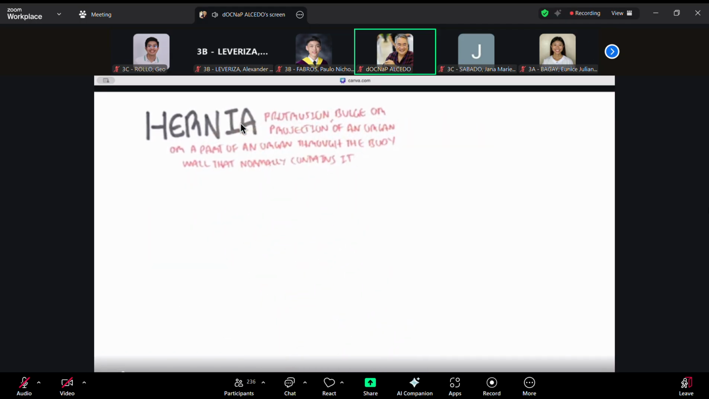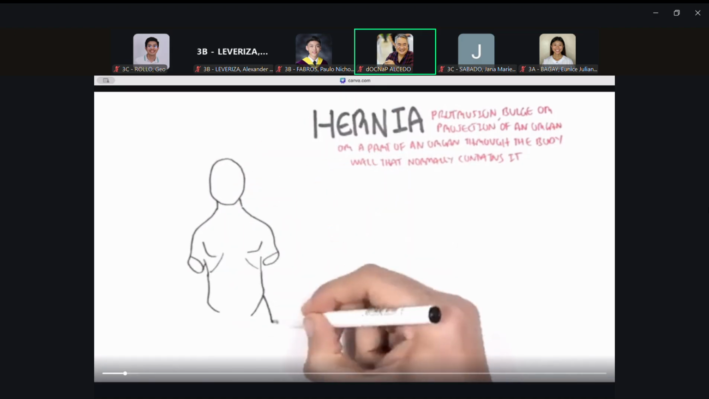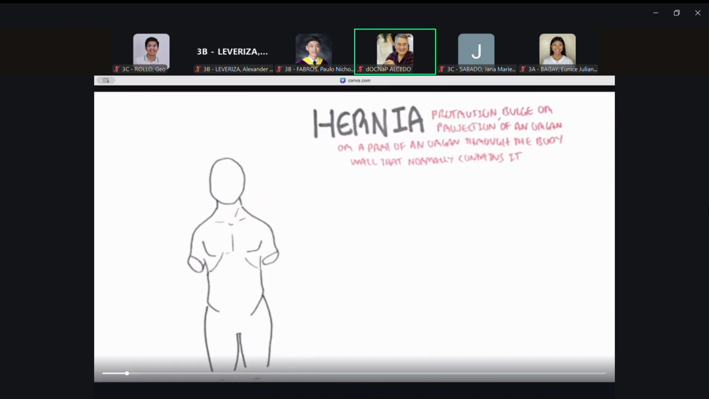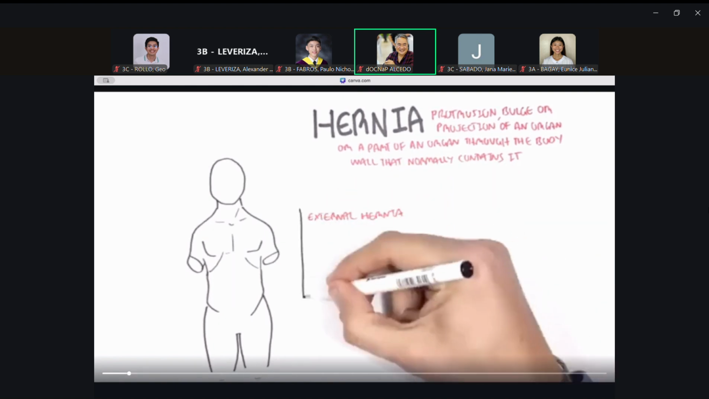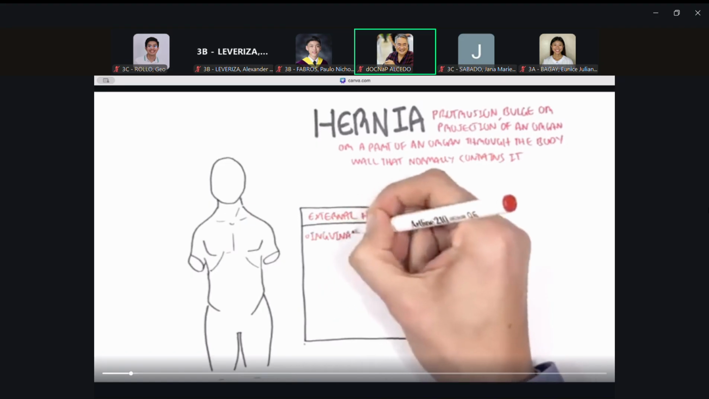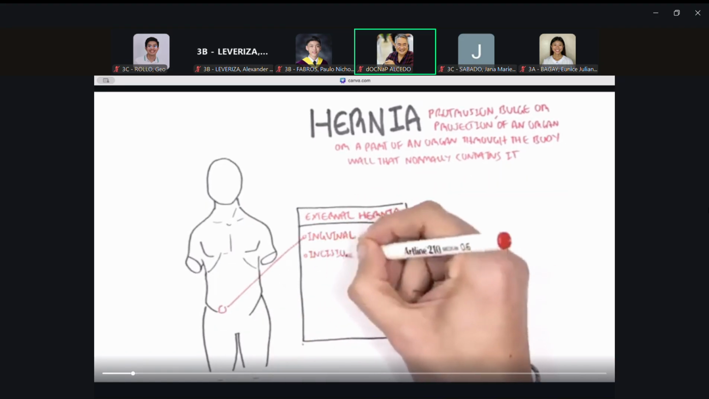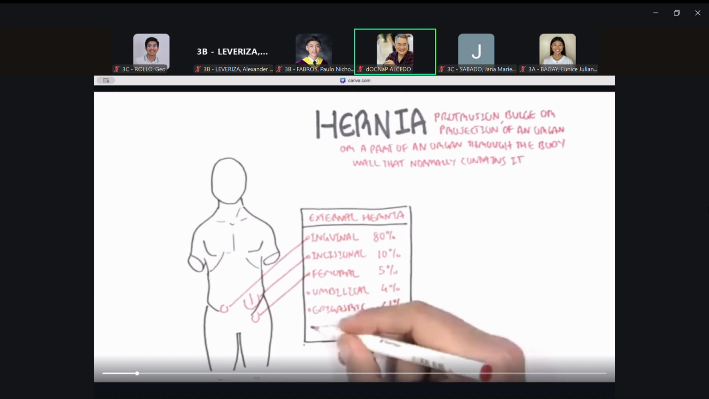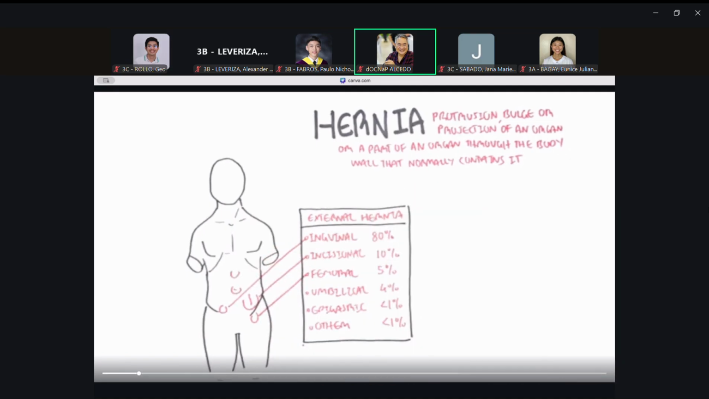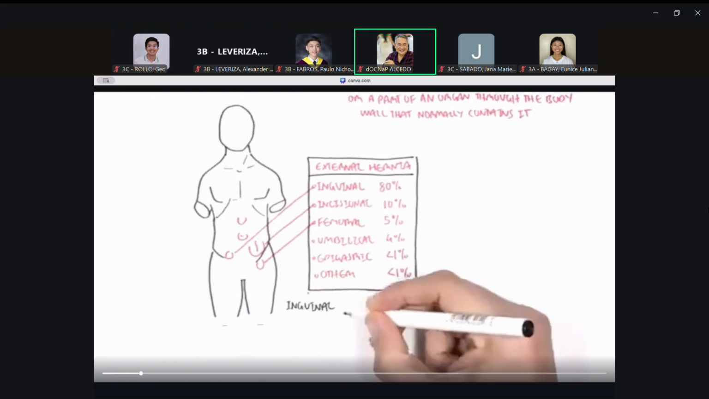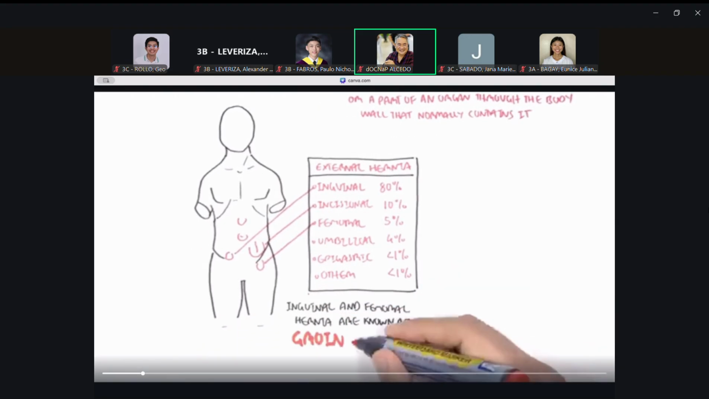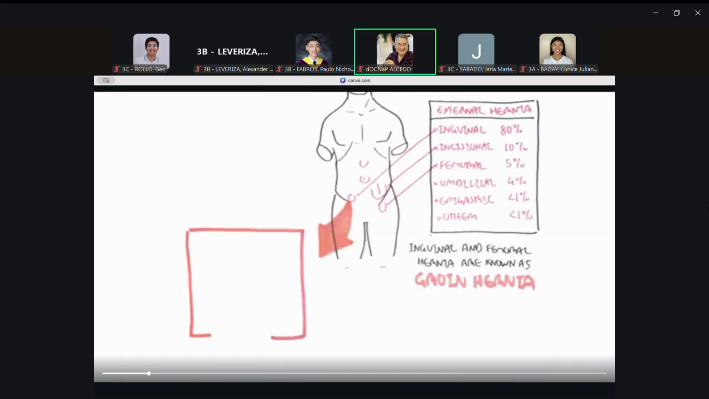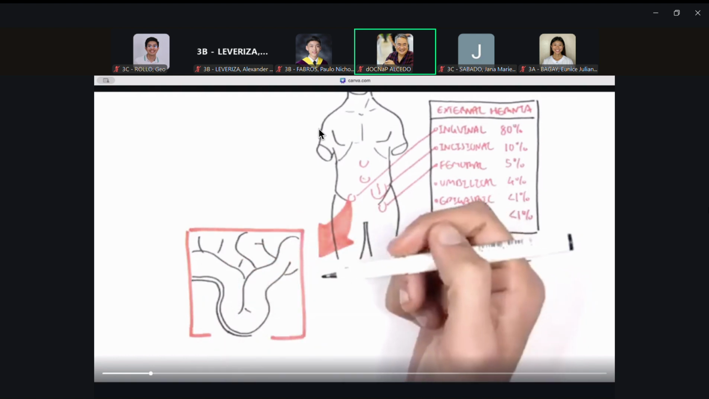And there are different types of hernias, and it can be divided mainly into internal and external. We will mainly be talking about external hernias. Now, external hernias include inguinal hernia, which is the most common of all these, which is 80%. Then you have incisional hernia, 10%, femoral hernia, 5%, umbilical hernia, 4%, epigastric hernia, less than 1%, and then you have others. So the inguinal hernia and the femoral hernia are known together as groin hernias because they occur around the groin area. So let us actually talk about the inguinal hernia because that's what we're going to talk about mainly here because it is the most common.